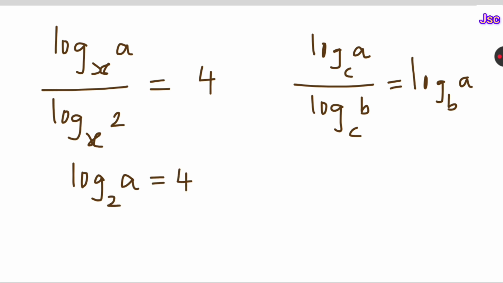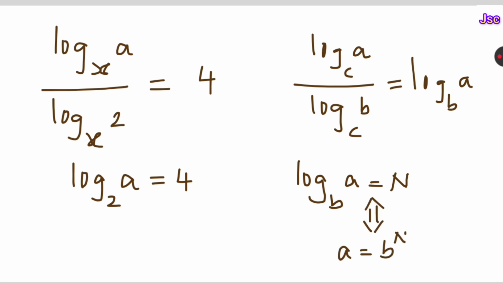Now apply one more logarithm property, that is log of a with base b equal to n. This we can write as a equal to b power n. So our a equals the base b whole power n. Similarly, our base is 2, so that is 2 power 4. This is the a value. 2 power 4 is nothing but 16. So this is the a value.